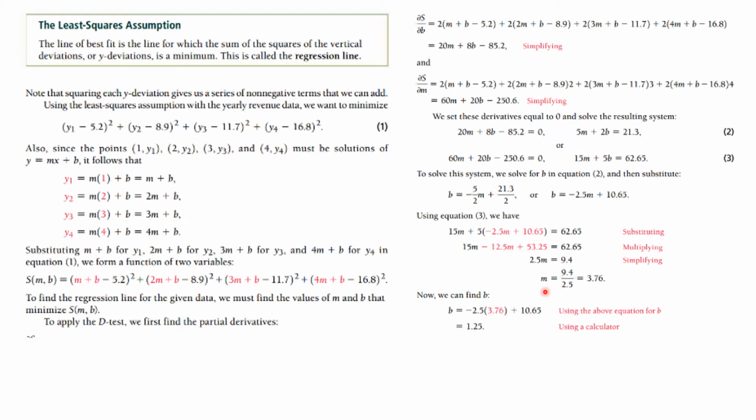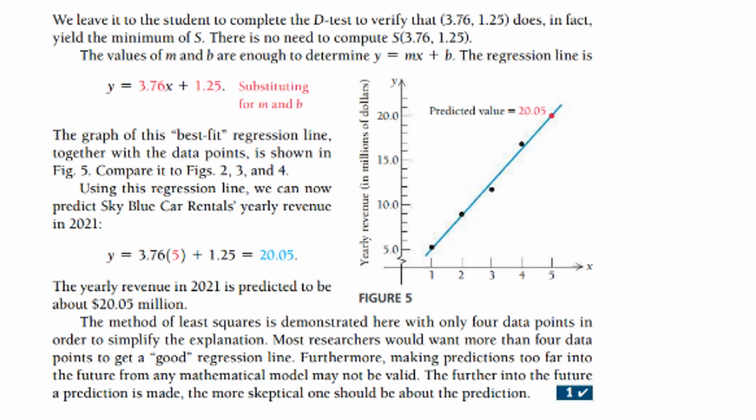You should verify these calculations, but m ends up being 3.76, and then you can find b by reversing the substitution. I'll take the 3.76, substitute it in here, and get b is 1.25. Now you can, and I encourage you to do this, complete the d-test to verify that this is in fact the minimum value.